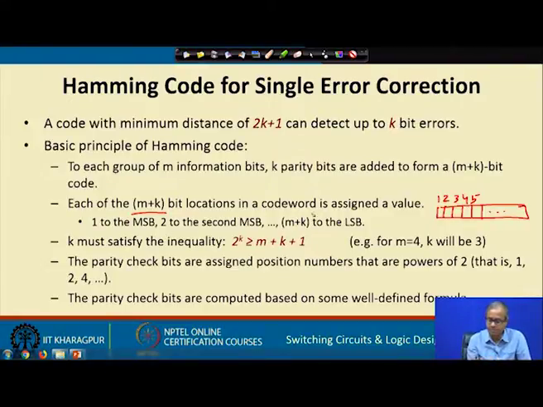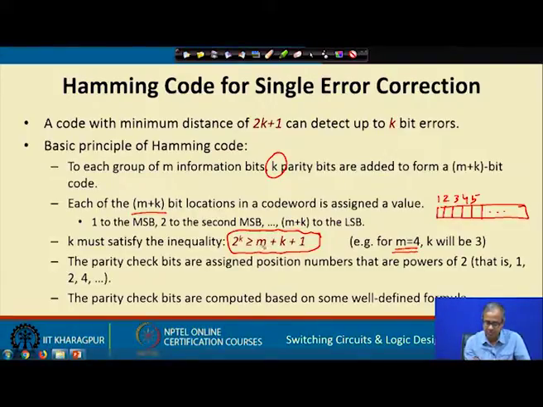Each of these bit positions I am assigning a number, and how many parity bits are to be added, there is a rule you will have to follow. The smallest value of k that satisfies this inequality: 2 to the power k should be greater than or equal to m plus k plus 1. Suppose my information bits are 4 in number, m equal to 4.